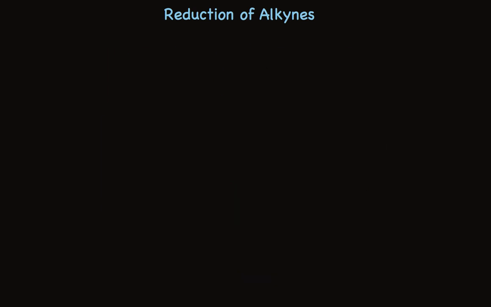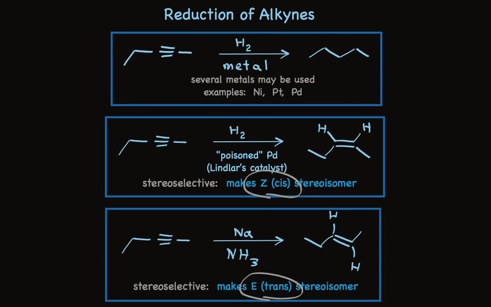So there you have it: three different conditions for reducing alkynes. One that fully reduces the triple bond. A second reaction that makes the alkene from an alkyne with just a cis stereochemistry. And a third reaction that makes an alkene from an alkyne with just a trans stereochemistry. Taken together, these three reactions provide powerful tools for using alkynes in organic synthesis.